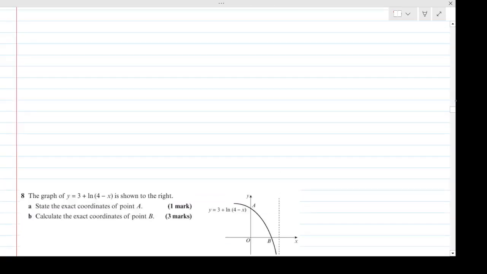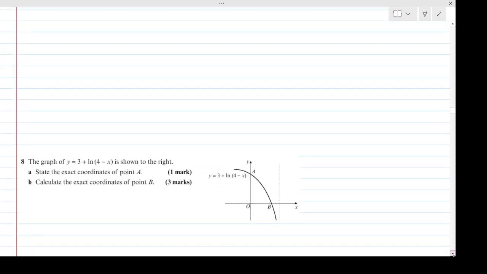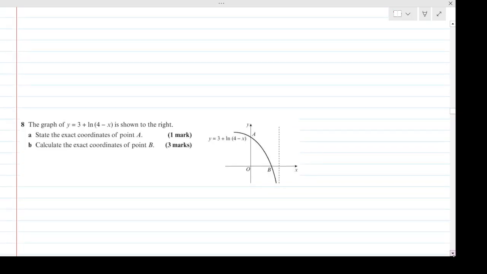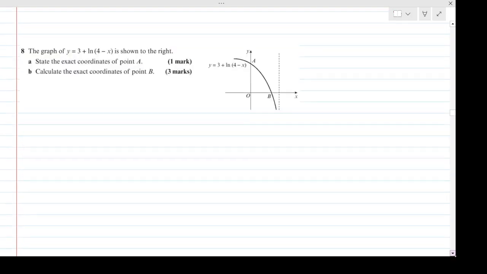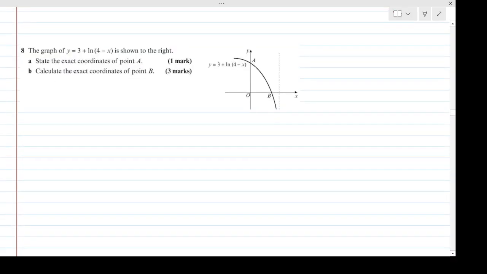Okay, we've got this question here. It's to do with the ln graph, which again you do need to remember. But they've given this particular one here. So y is 3 add ln(4 minus x). We need to find the coordinates of A firstly. Well, what do you notice about A? It's on the y-axis, the y-intercept. So that is where x is 0, right?